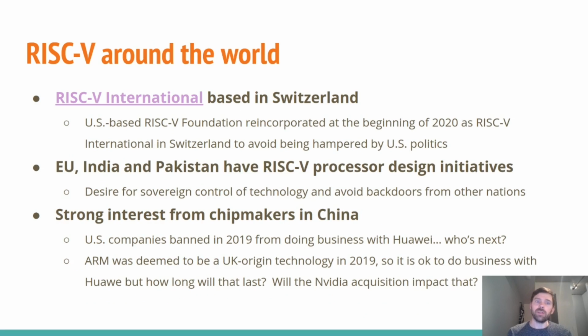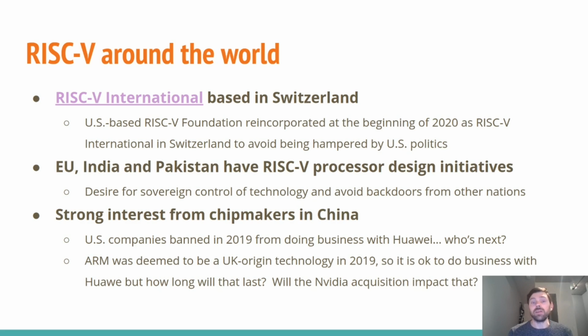So RISC-V International is based in Switzerland. Previously there had been an organization called the RISC-V Foundation that was US based. And back at the beginning of this year, RISC-V International was incorporated in Switzerland to alleviate any concerns from the membership over US politics. Also, the European Union, India, and Pakistan have national RISC-V processor design initiatives. And I think we're seeing here a desire for sovereign control over technology and to avoid backdoors from other nations that might be in certain pieces of technology.